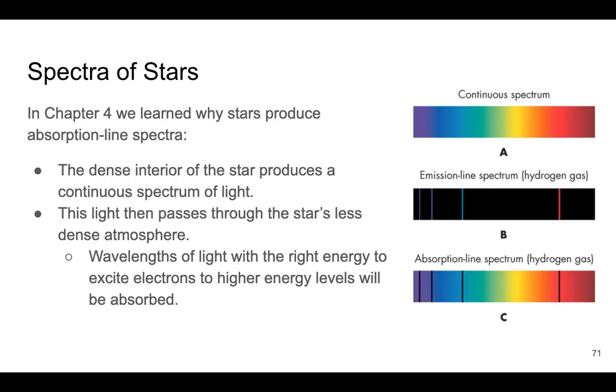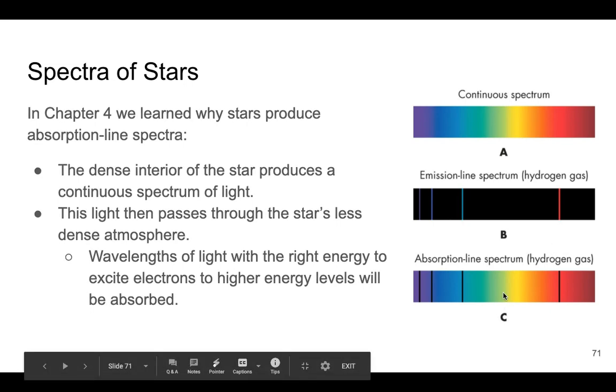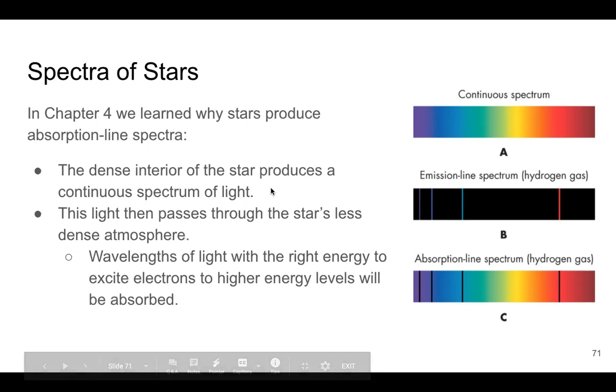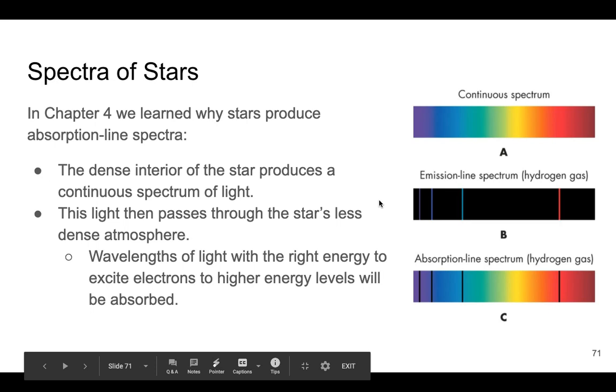So we learned way back in chapter 4 why stars tend to produce this absorption line spectrum. The reason is the star itself is very, very dense. So the body of the star basically acts like a black body, and it gives you a continuous spectrum. However, all of that light has to shine through the much cooler atmosphere above the star. The cooler atmosphere is emitting its own light, but most of what it's doing is deleting the light that's coming from beneath it. So it ends up deleting the wavelengths corresponding to the elements and molecules that are there.